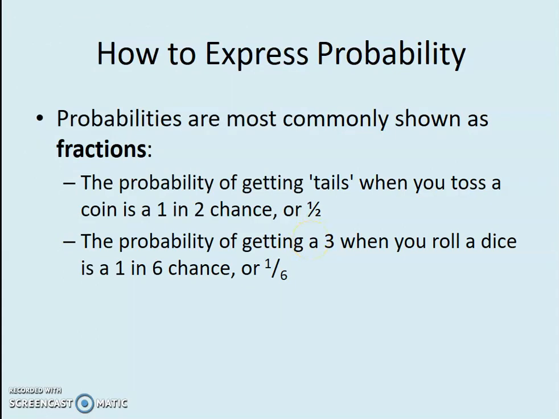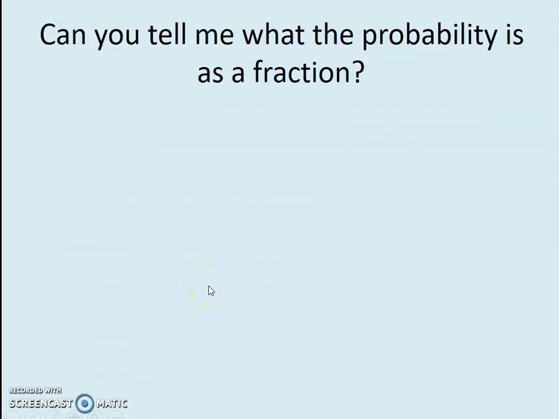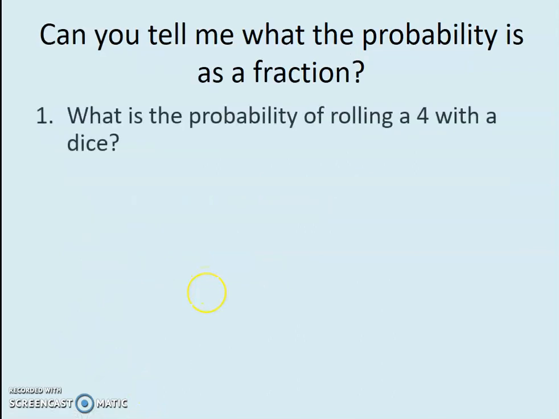As I told you, the probability can be expressed as a form of fractions. Probability of getting a tails when you toss a coin is a 1 in 2 chance or 1 by 2. Probability of getting a 3 when you roll a dice is a 1 in 6 chance, which is 1 by 6. Now we shall discuss these questions.